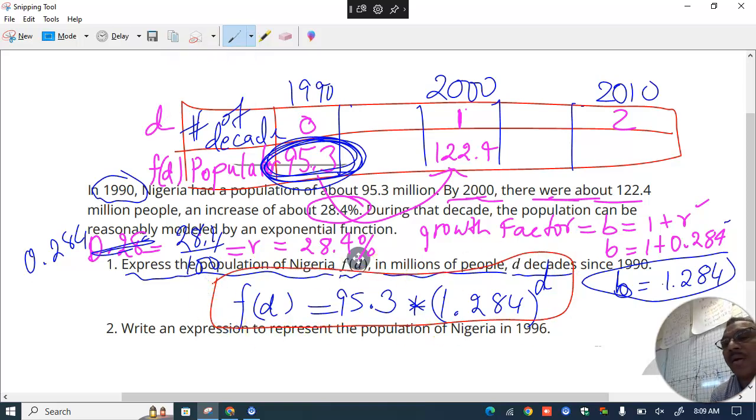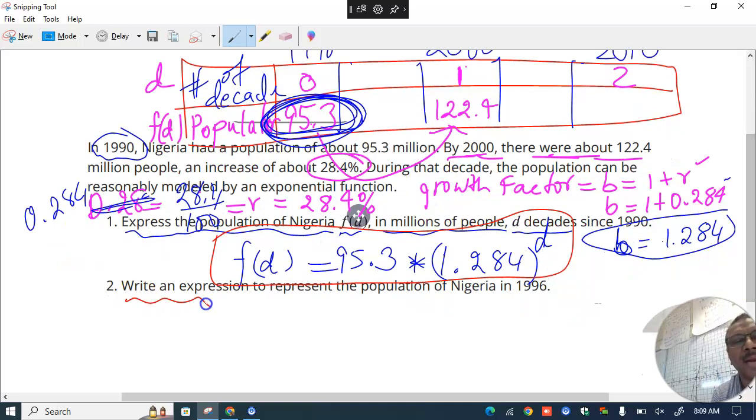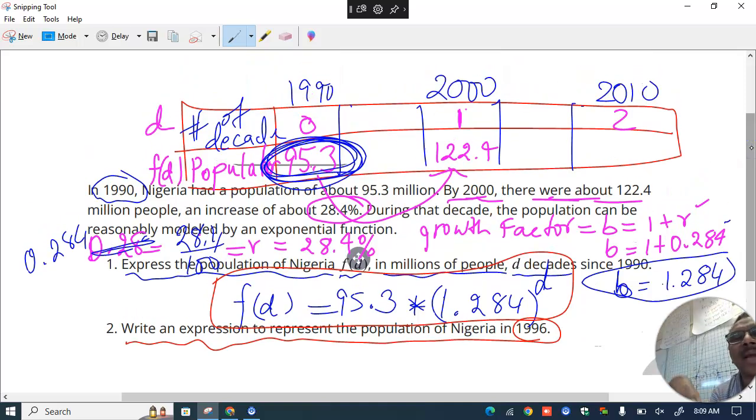But if they ask you a question, look at the next one: write an expression for the population in 1996. Now, where is 1996 in the table? I can break this into 1, 2, 3, 4, 5, 6, 7, 8, 9, and 10. See, 96 will be 1, 2, 3, 4, 5, and 6.